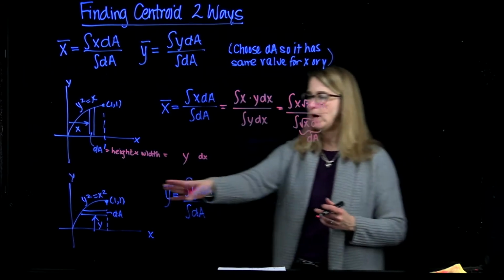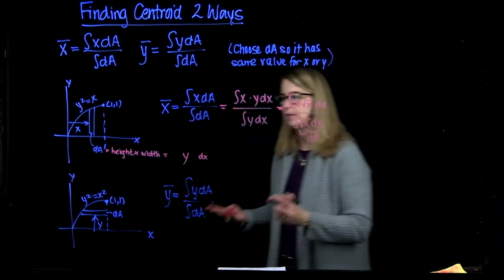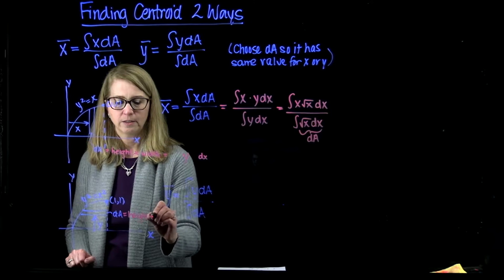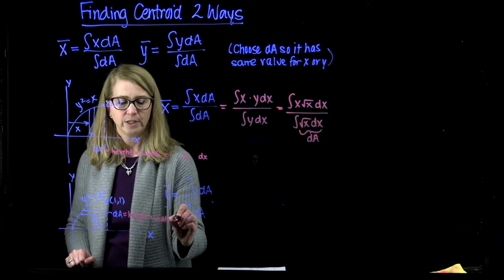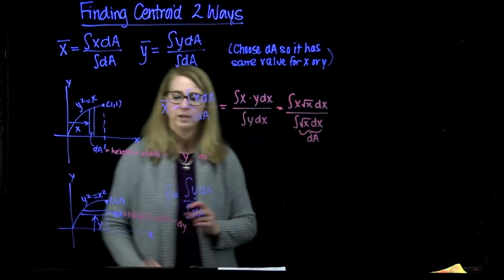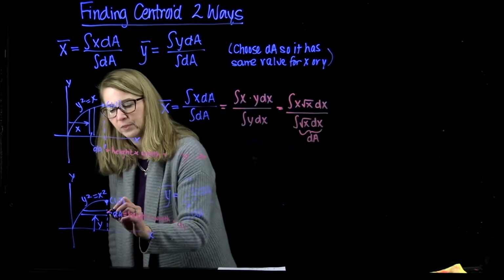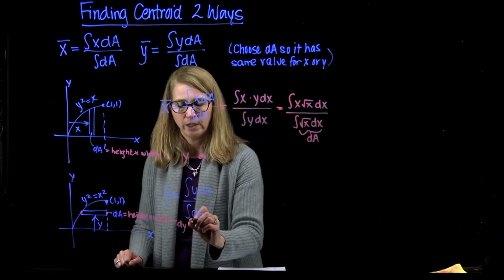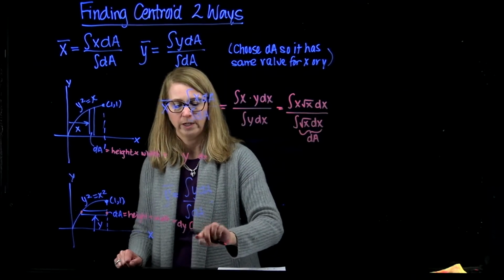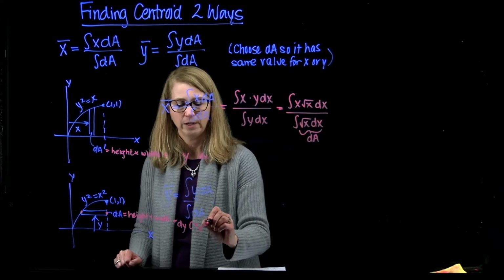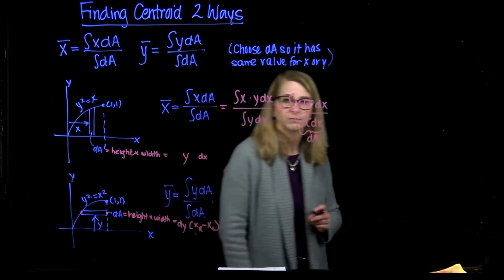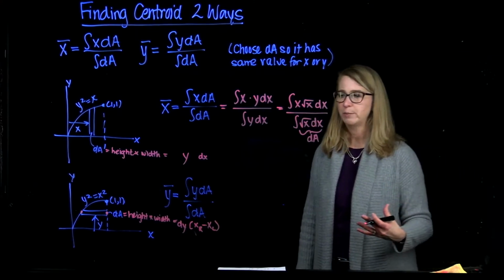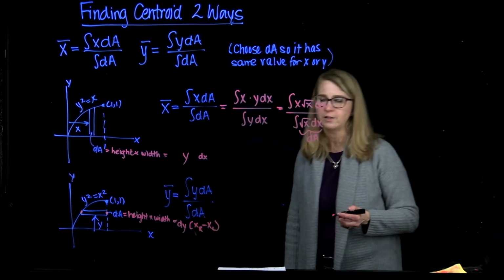Now, for the y one, things look a little bit different. We can still say that dA can be written as the height times the width. But this time the height is dy, and the width is basically the value of x on the right minus the value of x on the left. Well, what is the value of x on the right-hand side of that strip? That's a vertical line, and everywhere x is equal to 1.